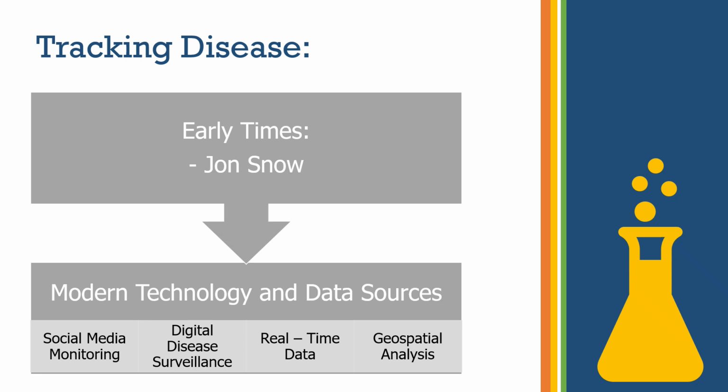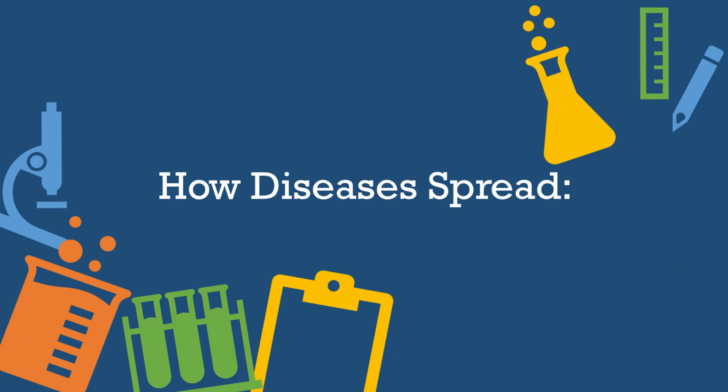Then, geospatial analysis is now being used. This involves mapping disease cases and correlating them with geographic locations to identify potential hotspots or certain patterns. Finally, the use of real-time data involves utilizing data streams from emergency rooms, pharmacies, and other sources to detect and respond to outbreaks quickly. Moving on, I'll be discussing how diseases spread.